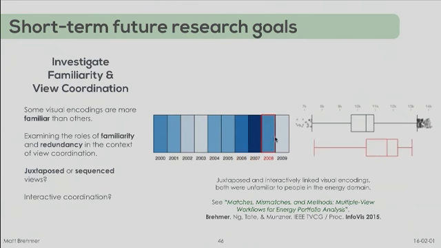Is it enough just to show two static encodings next to each other? Or is there some unidirectional coordination between the two, like here, where I'm brushing over one encoding and it's affecting the other? Or is bidirectional coordination important? And we want to test this with different pairings of visual encodings.